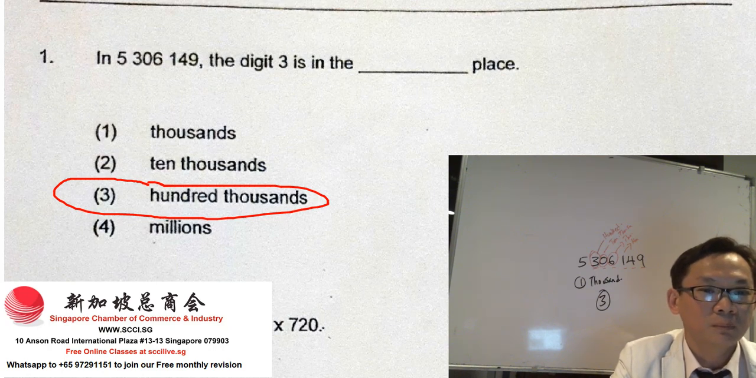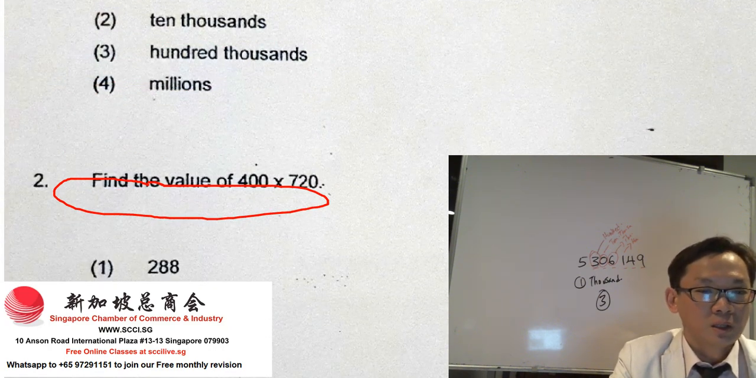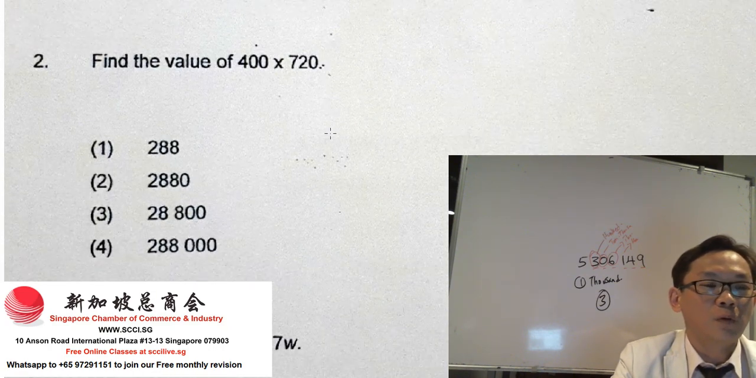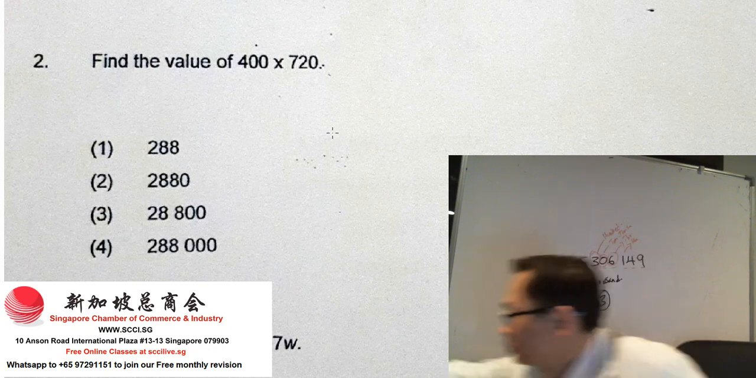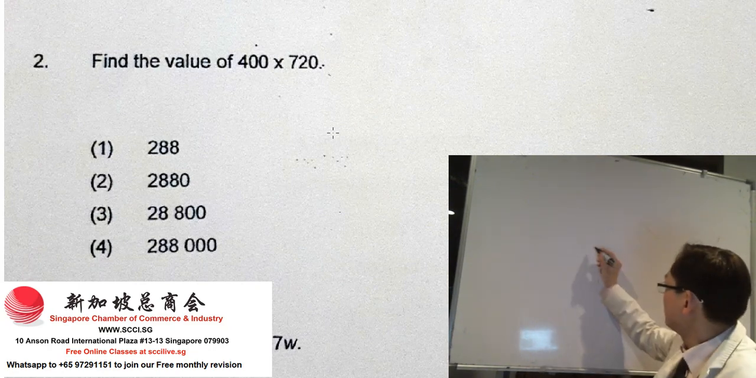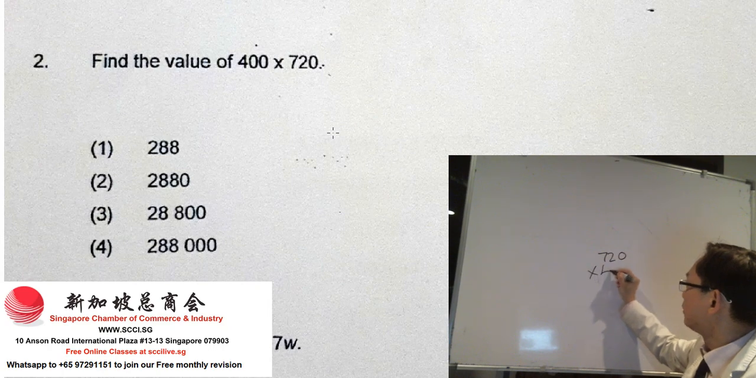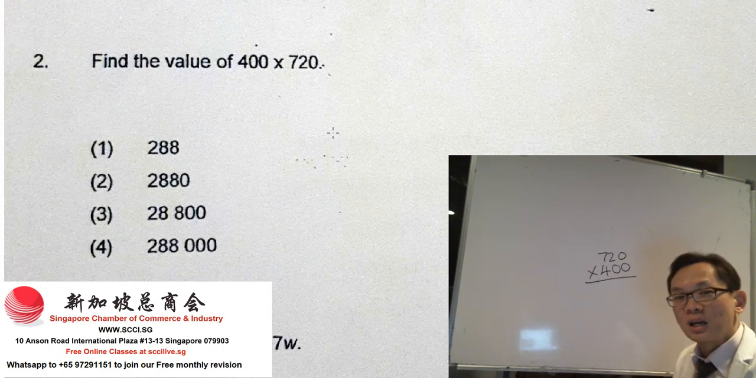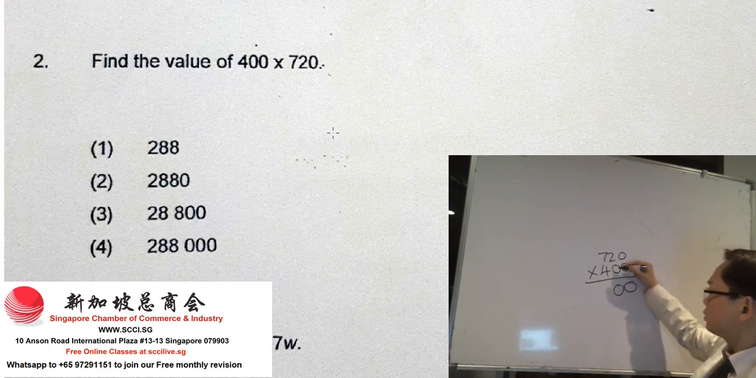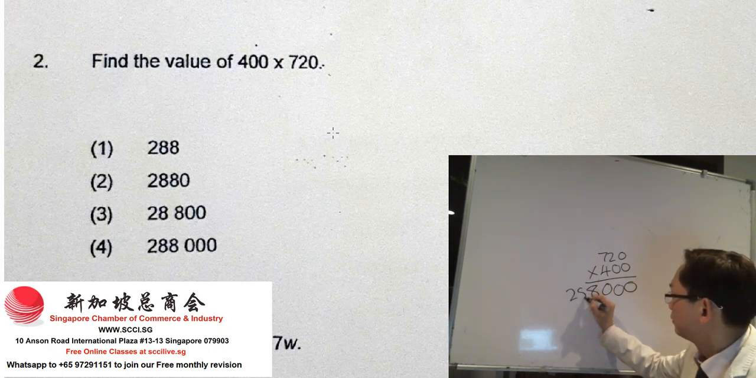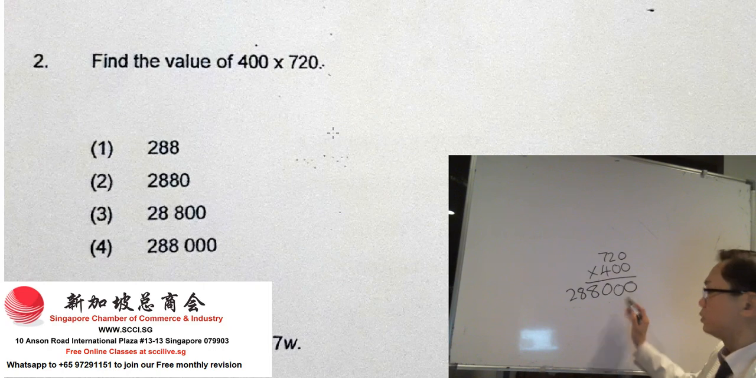As you can see, the second question is: find the value of 400 times 720. They're asking you 720 times 400. If you use the maths, you can actually do it in this way. Put these two 0s down. 4 times 0 is 0. 4 times 2 is 8. 7 times 4 is 28. So the answer is 288000. Do we have the answer?